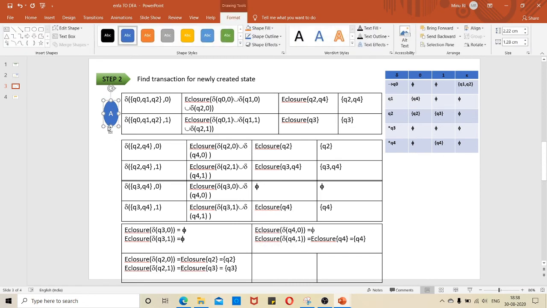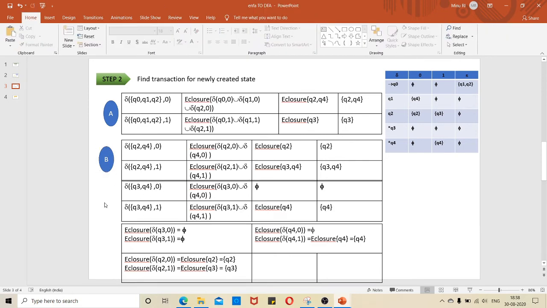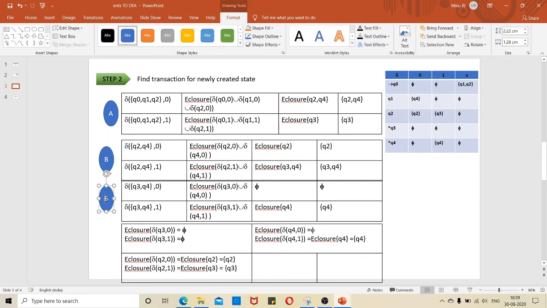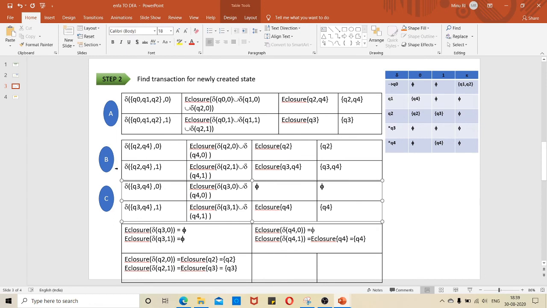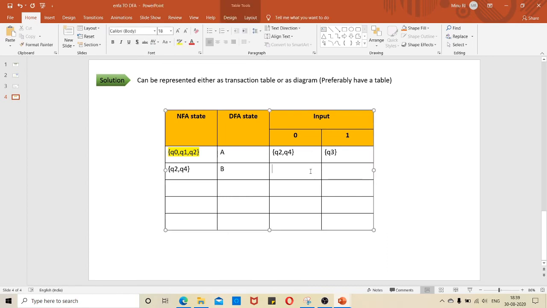Same way, for B which I have formed, and this is my C. This is my C, that is the new state. For Q2, Q4, that is for my B, it is Q2, Q3, Q4. So again I got this new state Q3, Q4. So Q3, comma Q4, I name it as C.